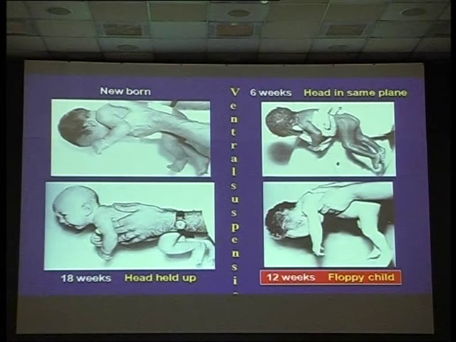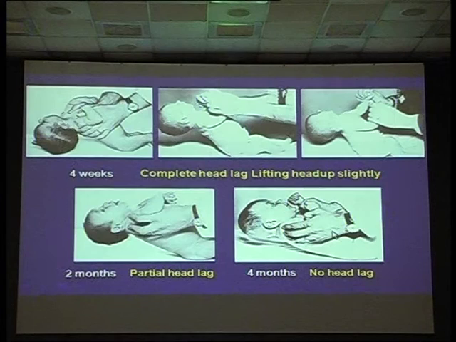Now we will show you some of the pictures. In a newborn, normally in the prone position, head will not be in the trunk line. By 6 weeks, head will be in the same plane like trunk. 18 weeks, head is held up. Beyond 12 weeks, the child shows an inverted U like this. It is definitely indicative of a floppy child like SMA.